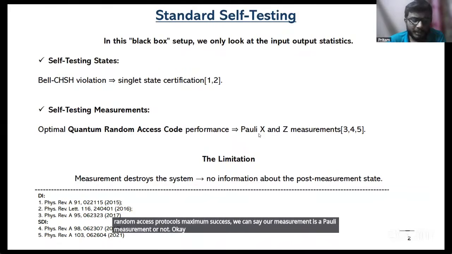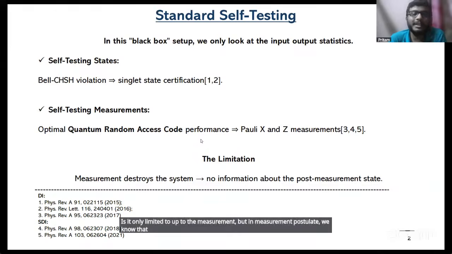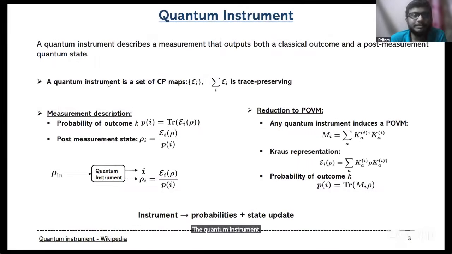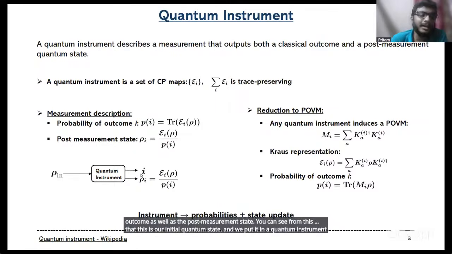But the main limitation of standard self-testing is that it is limited only to the measurement. In the measurement postulate, we know that we always get a classical outcome as well as a post-measurement quantum state. To incorporate that post-measurement state, we need to go to the quantum instrument, because a quantum instrument captures both the classical outcome and the post-measurement state. You can see from this figure that this is our initial quantum state, and we put it in a quantum instrument, and we get a classical output as well as an updated state.